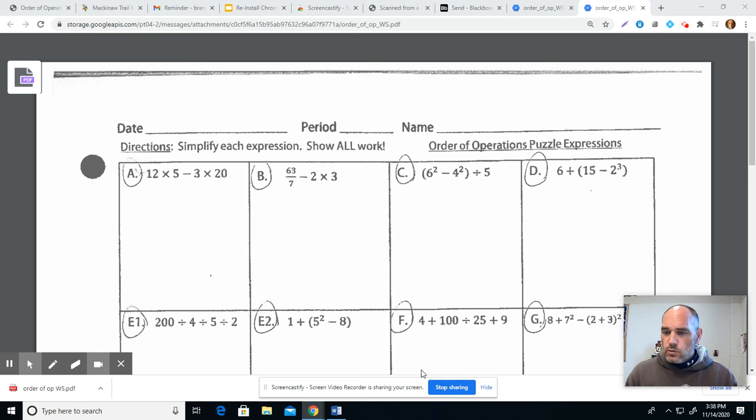All right, a short little video to make sure that you understand the work that I need to see for this. Make sure you do your work on notebook paper. So if I'm doing this question here, first thing is write this down on your notebook paper.